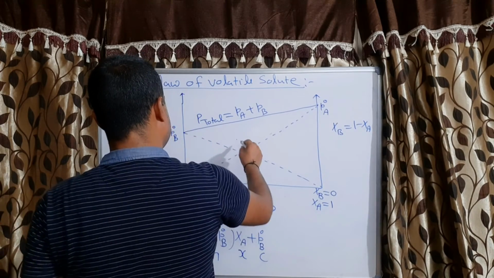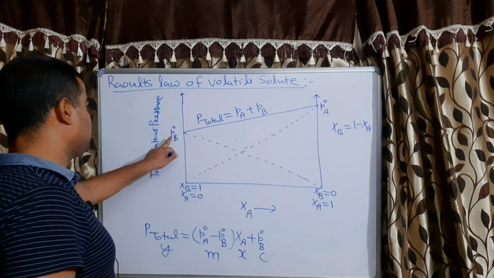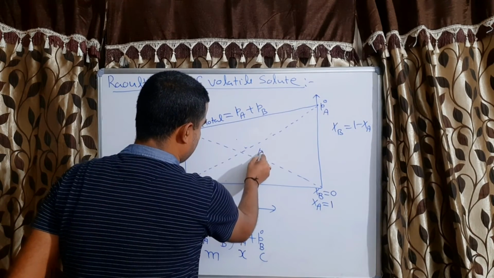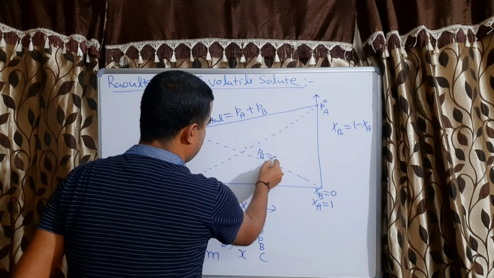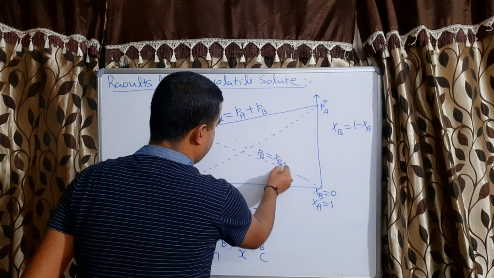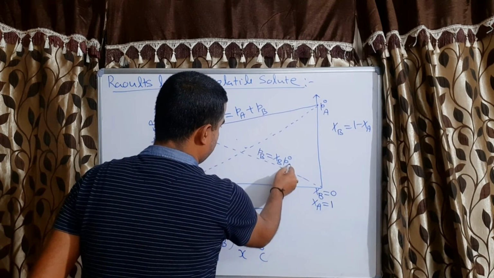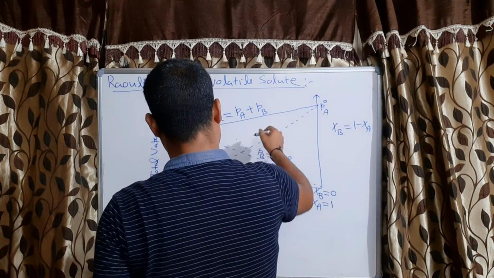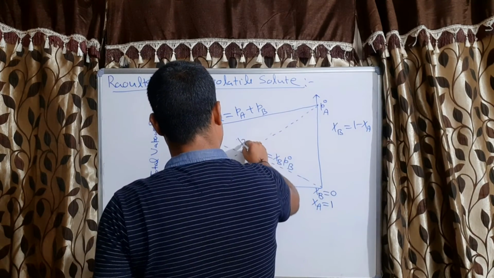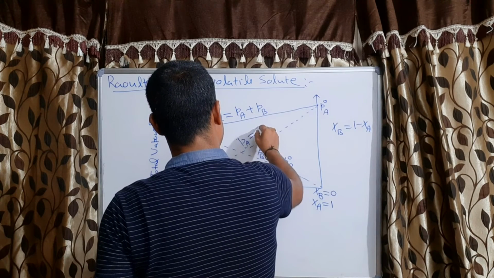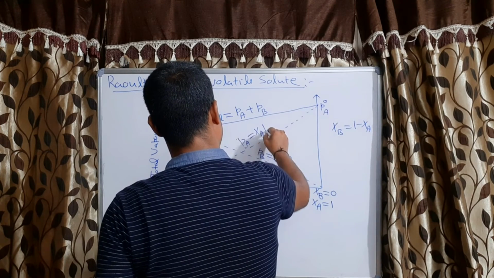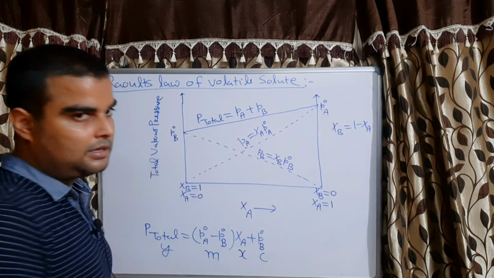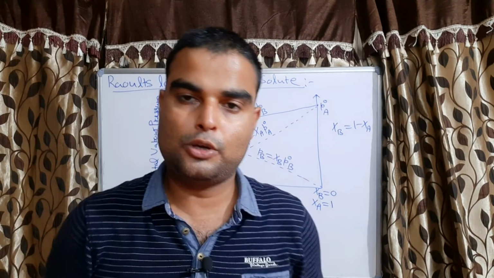Since it is PB, this is decreasing PB. PB equal to XB and P naught B, correct? And this will be PA, correct? PA equal to XA and P naught A. So, this is the Raoult's law of volatile solute.